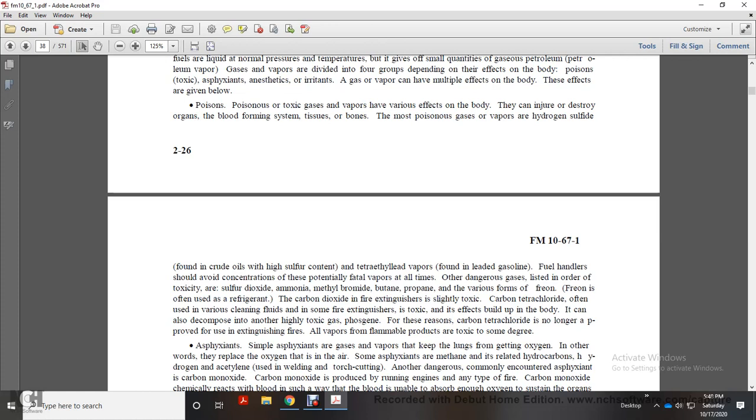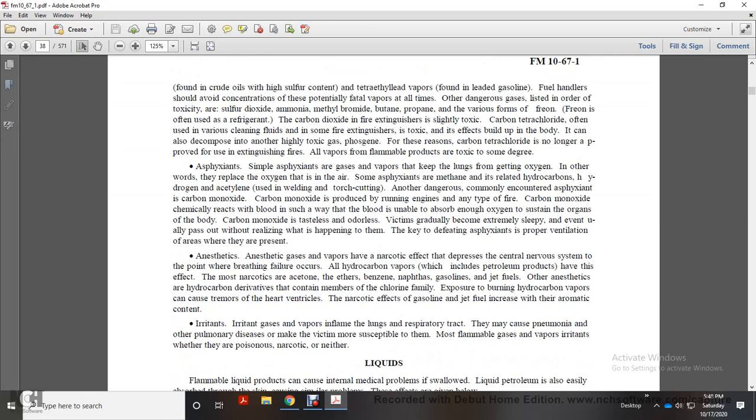Effects build up in the body. It can also decompose into another highly toxic gas, phosgene. For this reason, carbon tetrachloride is no longer an approved fire extinguisher agent. All vapors of flammable products are toxic to some degree.